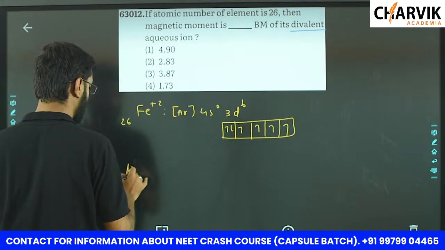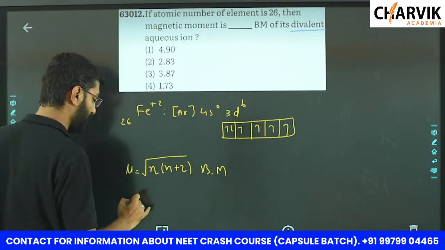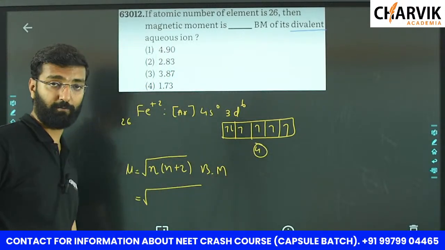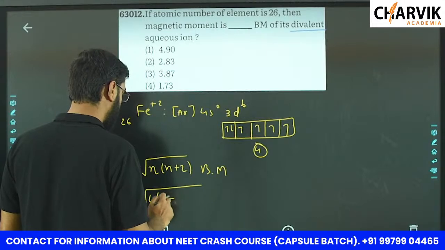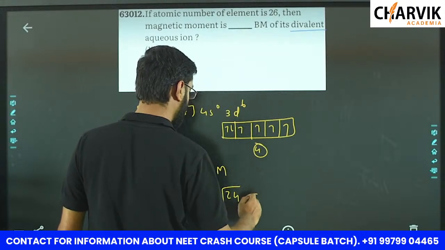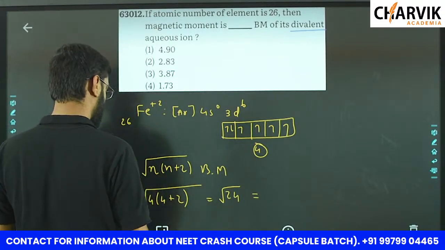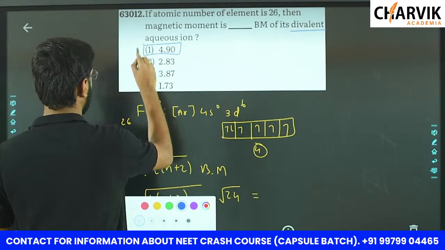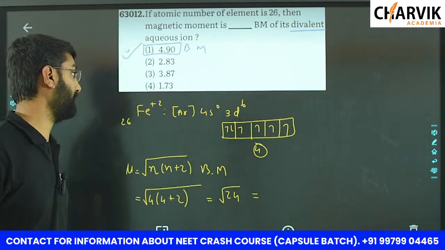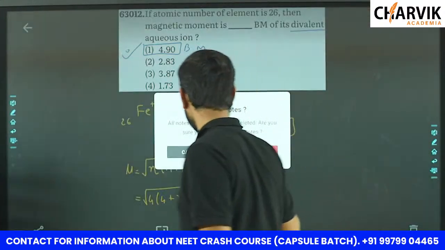Now you know that magnetic moment mu is equal to under root n into n plus 2 Bohr magneton, and n is number of unpaired electrons. You can see here there are a total of 4 unpaired electrons. Put value of n as 4: 4 into 4 plus 2, 4 into 6 is 24, right? Under root 24 you will get near about 4.90. Okay, done. So your answer should be first, 4.90 Bohr magneton. Done. Okay, move to next question.